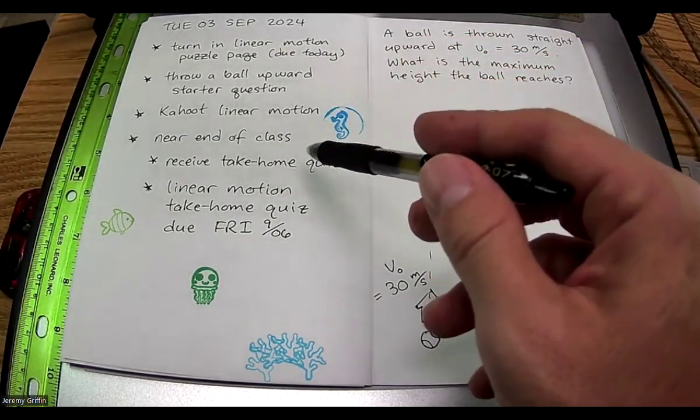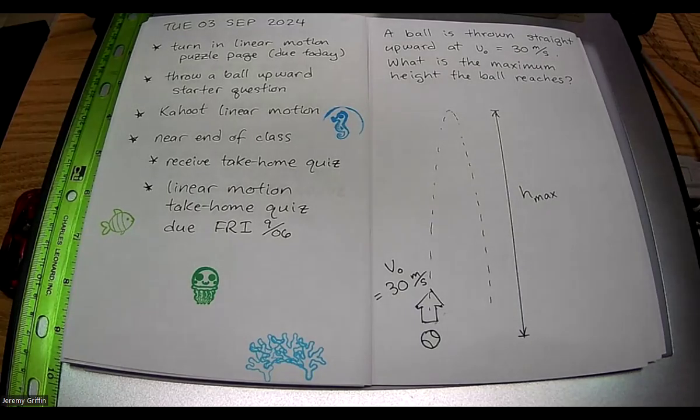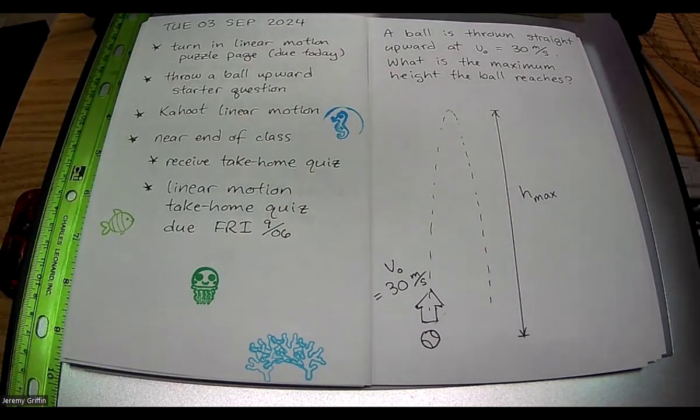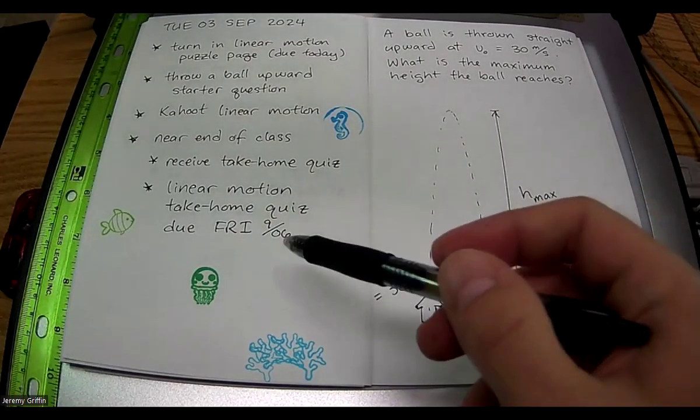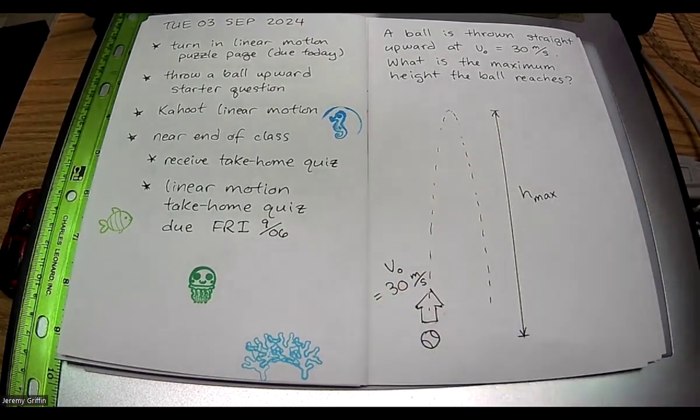At the end of class today, I'm gonna get you guys your first take-home quiz. I'll hand this to you guys right at the end of class. Right at the end of class, pick up that. This is going to be due on Friday. Did you guys write that in your planner? Write that in your planner. Take-home quiz is due on Friday.